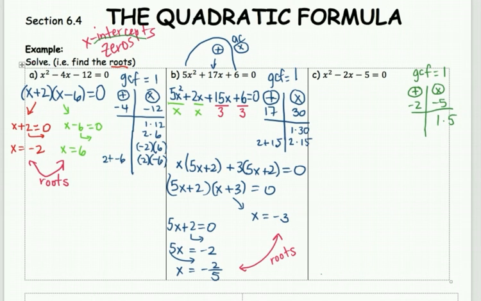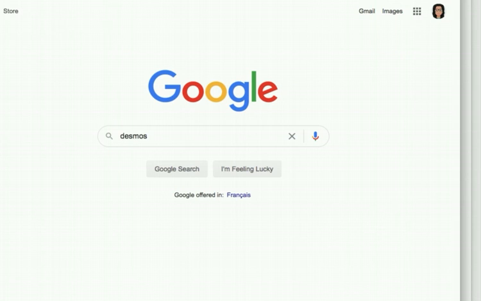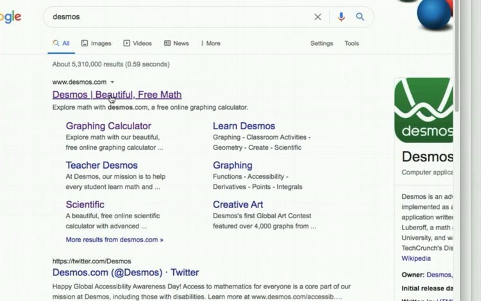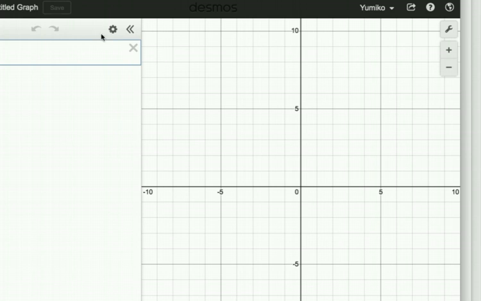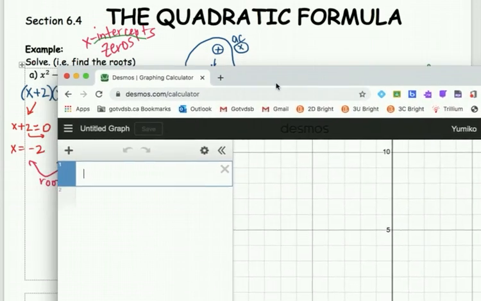In order to quickly graph it, we're going to use Desmos. So again, just go to Google and type in Desmos. Sometimes the graphing program comes up. If not, just click on the first Desmos result, and then click on Start Graphing. Okay, so here it is.